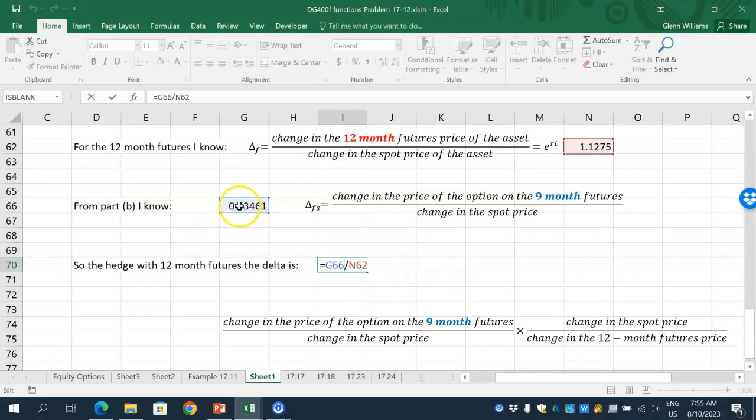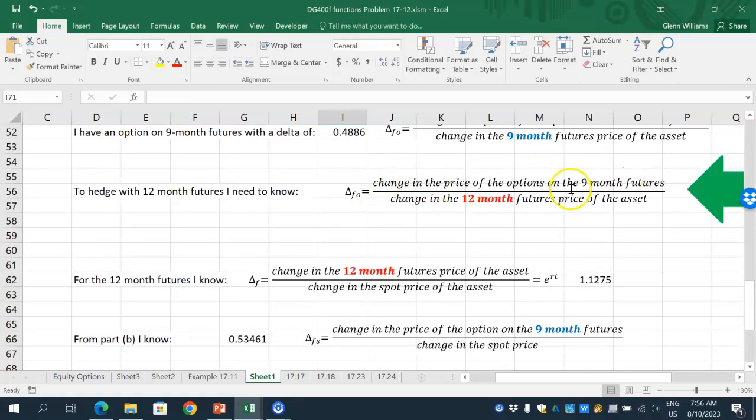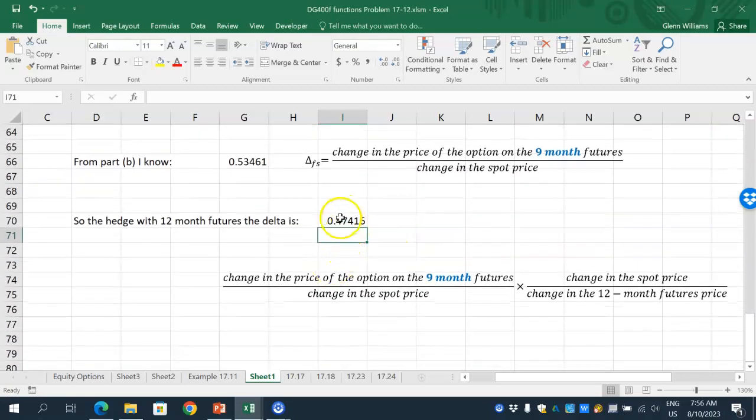So I took my answer from part B, which is this, and then I divided it by the delta on the 12-month futures price, which is multiplying it times this. The spot price is canceled, and I'm left with the relationship that I want, which is the change in the option on 9-month futures relative to the 12-month futures price. All right, I get that number there.